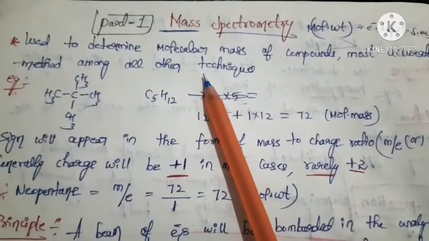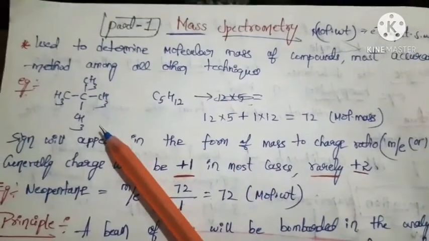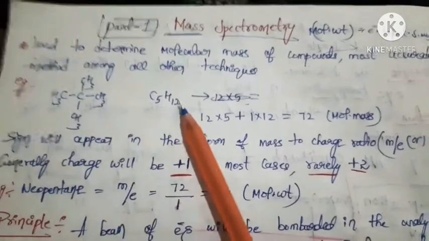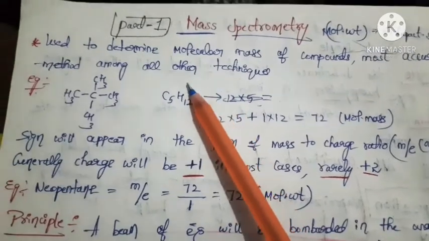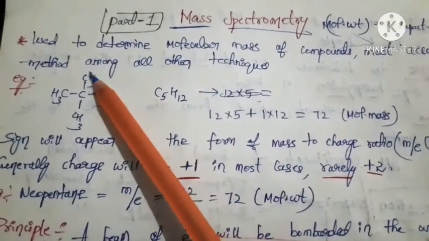We have so many other techniques, no? But of course, in spite of having all other techniques, this mass spectrometry is really the most accurate method friends. See next, let us take an example.